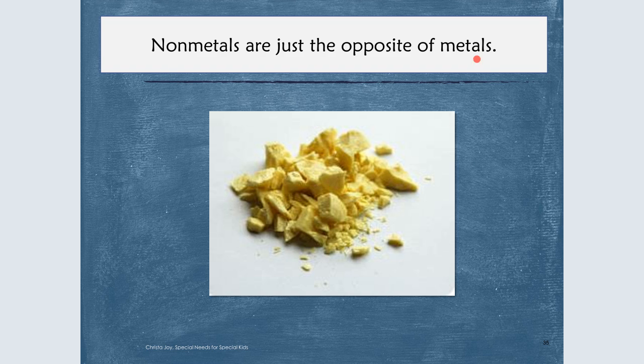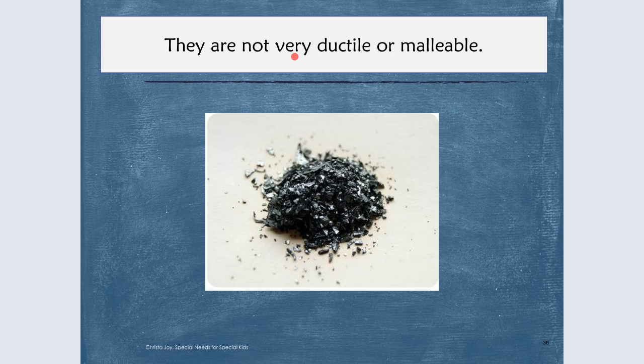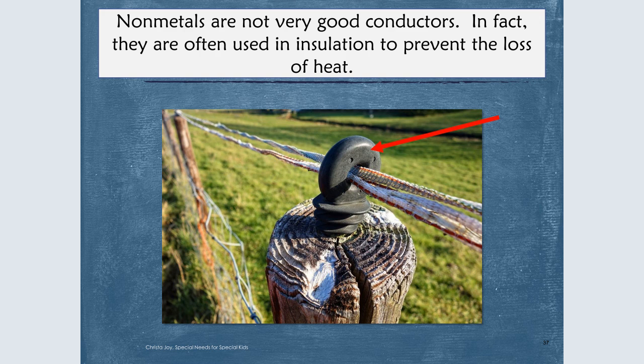Non-metals are just the opposite of metals. So here's a picture of sulfur. Looks like crumbles. They are not ductile, meaning they can't be stretched into wires. They can't be stretched or smashed into sheets. Non-metals are not very good conductors. Often they're used as insulators.